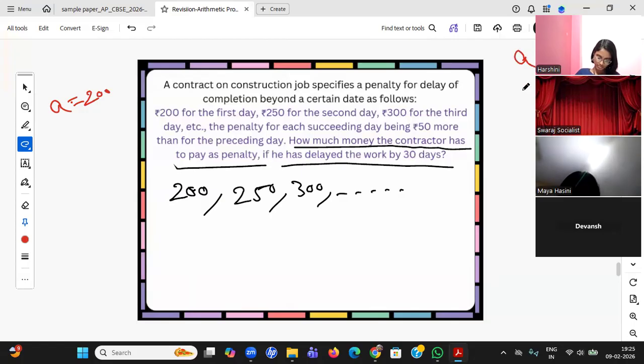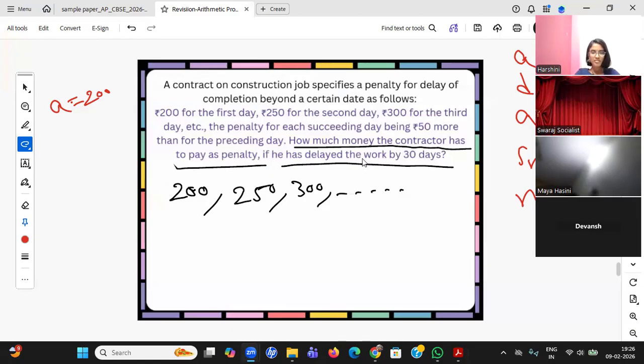I mean to say, is it A, D, AN, SN, N? What is this 30? Yes, Maya, right answer. Others, please give the answer, students. What is this 30? Yes, Fadila, right answer. Harshini, right answer.